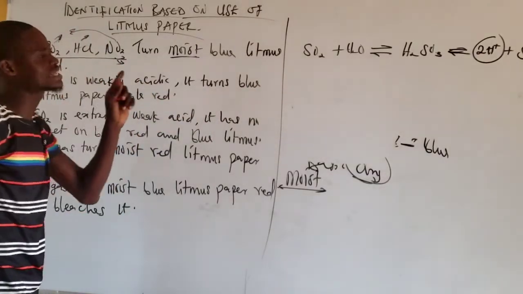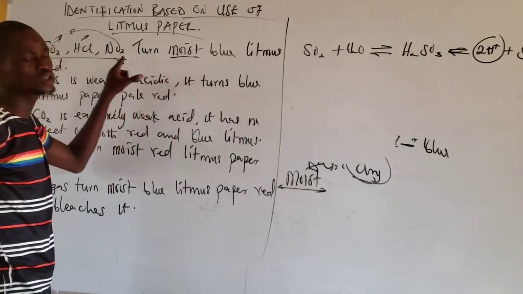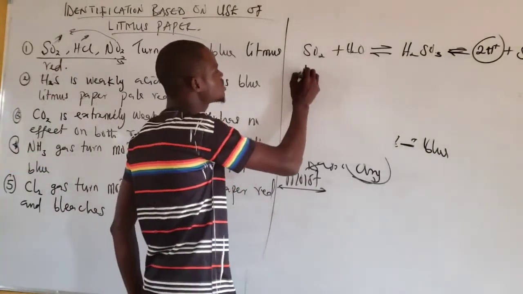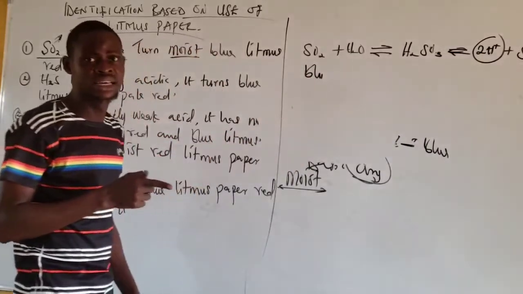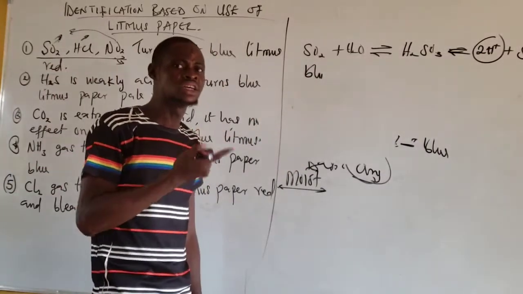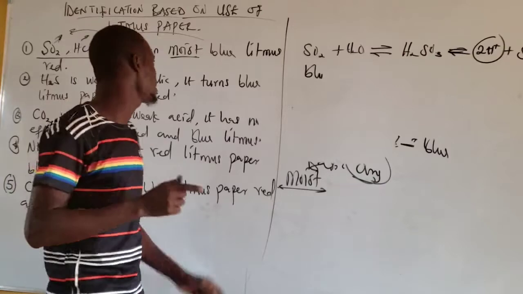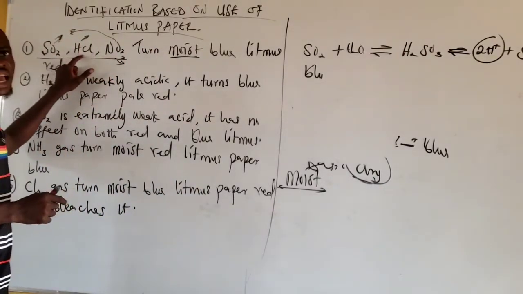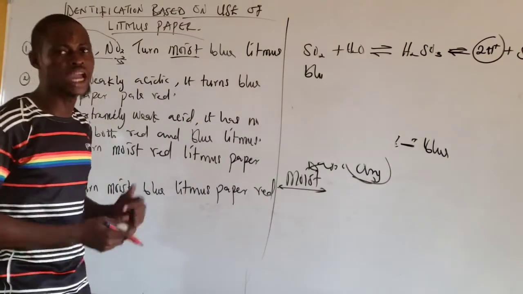So when you use red litmus paper to test for this gas, it will show no effect. But if a moist blue litmus paper is used to test for this gas, it automatically changes into red. The same applies if I make use of HCl or NO2, any of the gases.